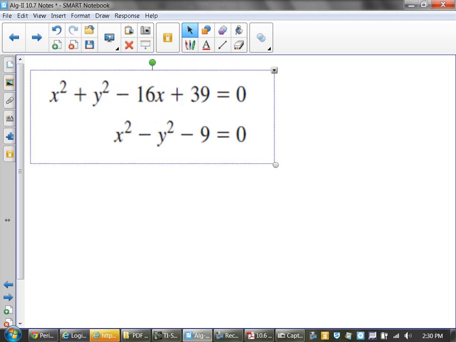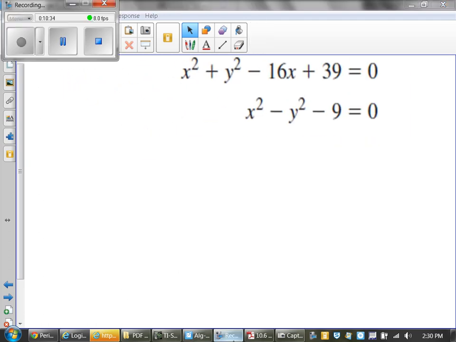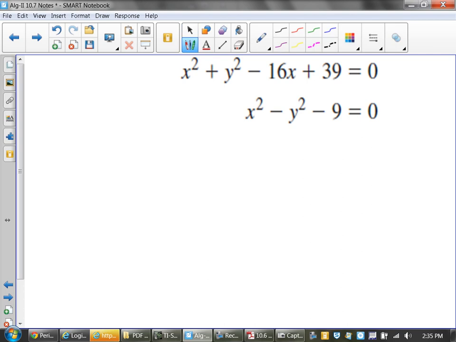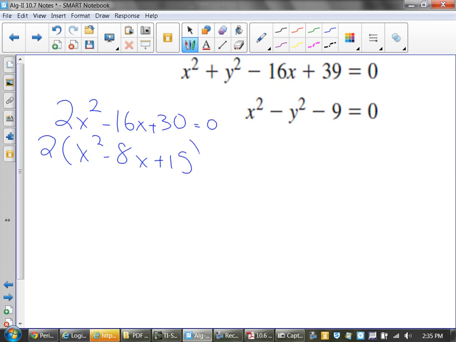Do this one. So hopefully at this point, if you added these two together, you got 2x squared minus 16x plus 30 is 0. And then, what's the first rule of factoring? GCF. This 2 has no bearing upon the rest of the problem. What times what is 15, and you add together, you get negative 8. That gives you 2 possible solutions for your x values, 3 and 5.